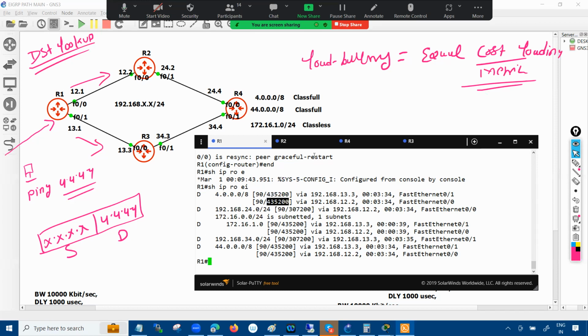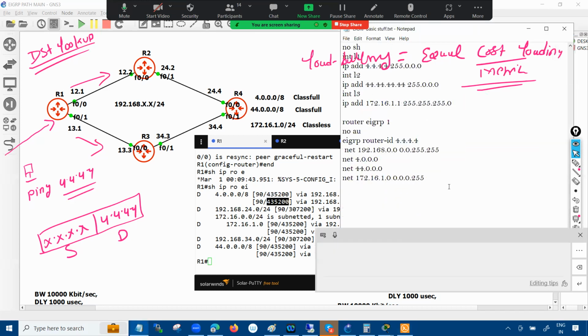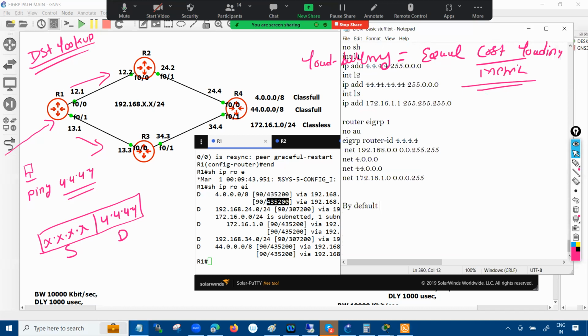By default in the EIGRP protocol, in the OSPF protocol, and even in the RIP protocol, I'll just say all IGP protocols do perform equal cost load balancing. There are two types of equal cost load balancing. One is called per destination, and another is called per packet load balancing.